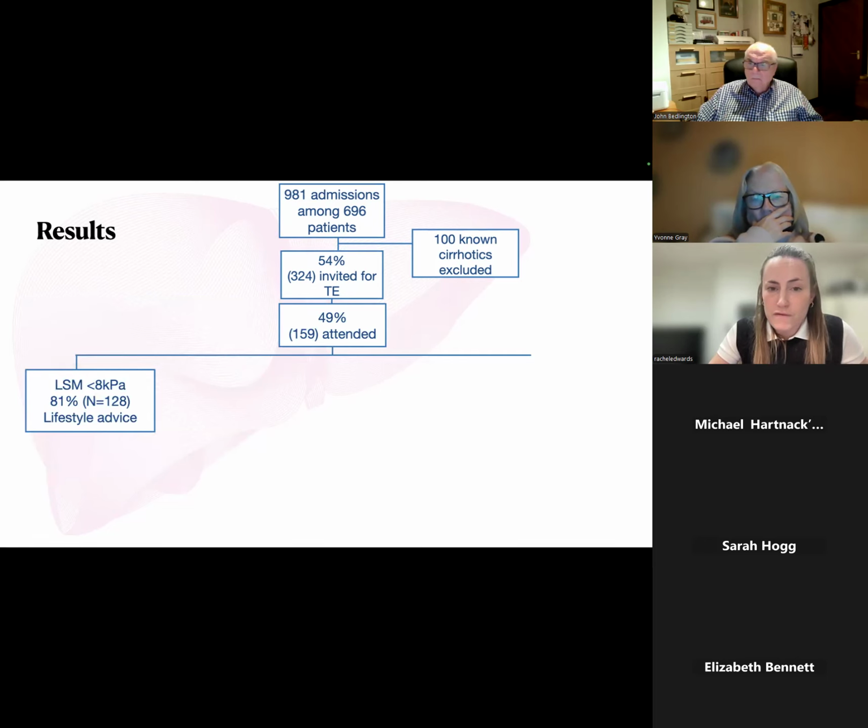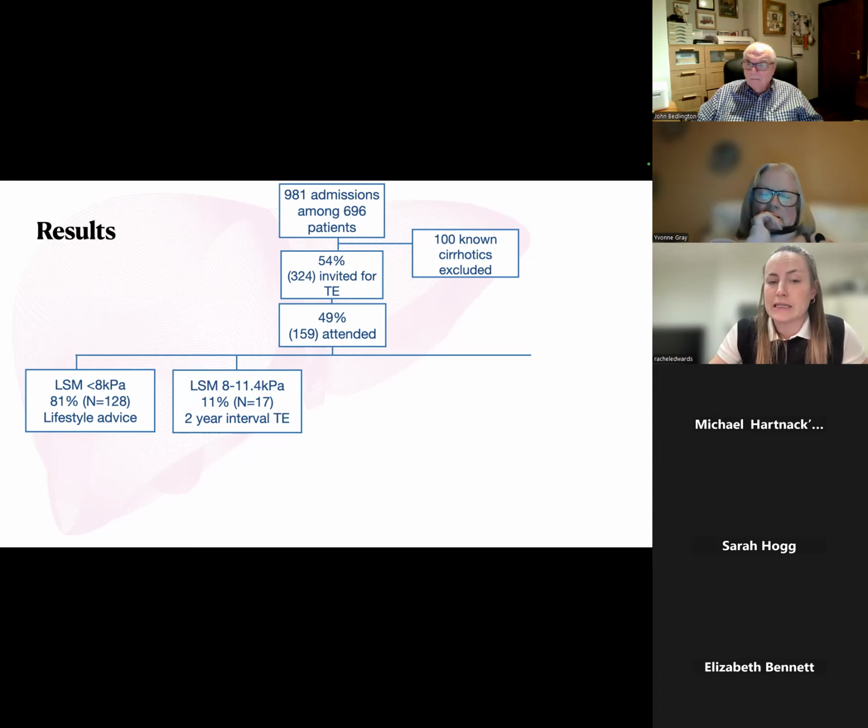So of those who attended the Fibroscan, 81% had a liver stiffness measurement of less than 8. So clinically significant fibrosis here in that group excluded, provided with lifestyle advice. There 11% were offered a 2-year interval Fibroscan with a possible clinically significant fibrosis, liver stiffness measurement.